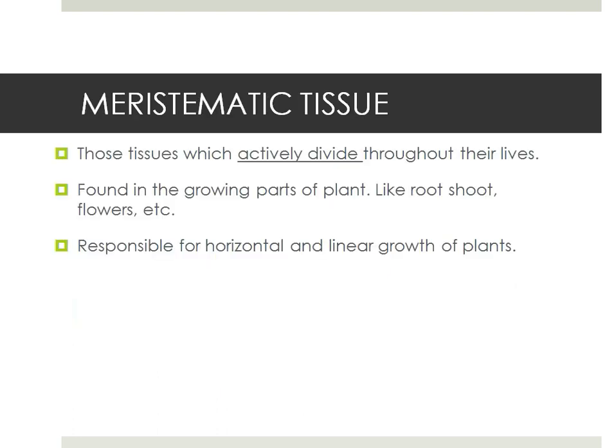So first one is meristematic tissue. Now these are very special type of tissues which actively divide throughout their lives. Therefore they are found in the growing parts of the plant like root, shoot, flowers, and since they are present in the growing parts of the plant, they are responsible for the horizontal and linear growth of the plant. What is meant by linear growth? That is, the root grows down, the shoot grows up. Horizontally is the increase in the girth of the plant stem.